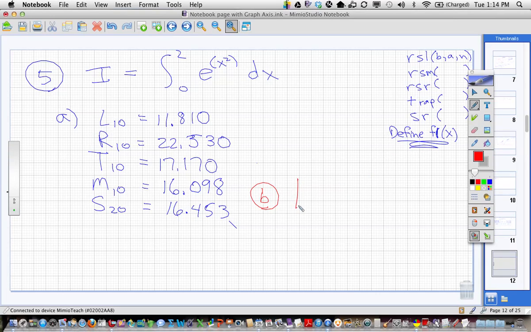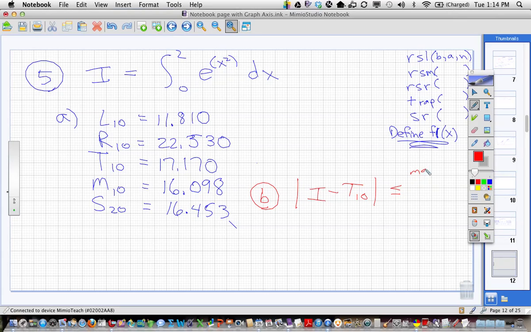Okay, well, first of all, would you agree that this is the approximation error made by T10 right there? Right? That's what that is. Now, we can't calculate this like we did on today's homework because we don't know what I is, right? We don't know the exact area. So now what we're looking for is a bound on that error. It says find a bound for the approximation error made by T10.